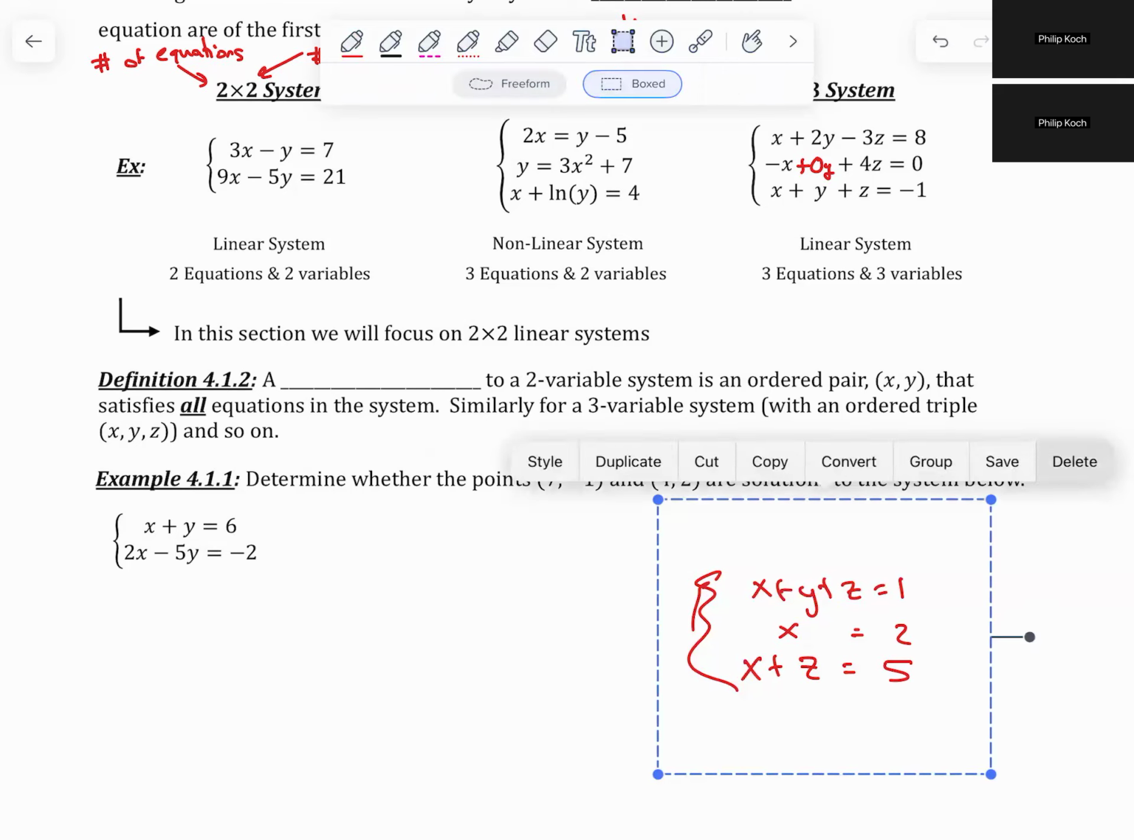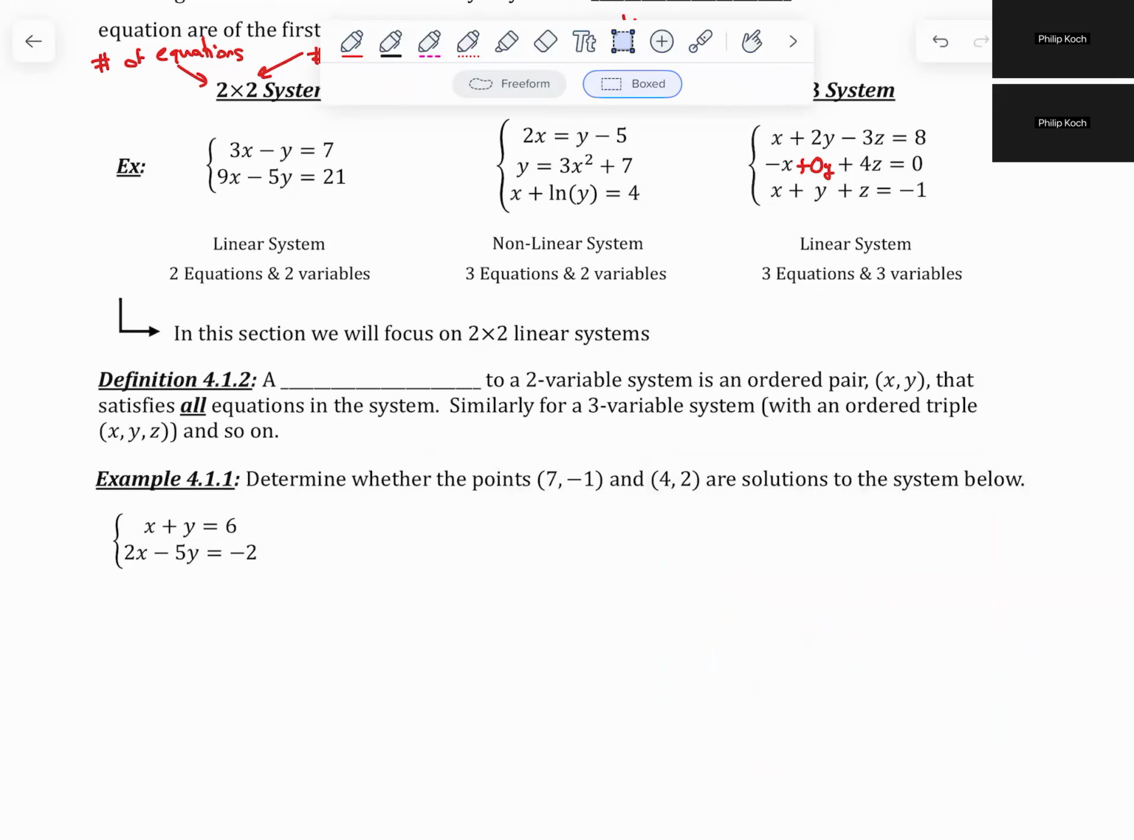All right. So in this section, we're going to primarily focus on 2 by 2 systems, and a solution to a 2 variable system. It could be a 2 by 2, a 3 by 2, a 5 by 2, whatever it may be. But if you have a 2 variable system, a solution is an ordered pair x comma y that satisfies all the equations in the system. So it solves all of them. Similarly, a 3 variable system has an ordered triple, a 4 variable system an ordered quadruple, and so on and so forth.